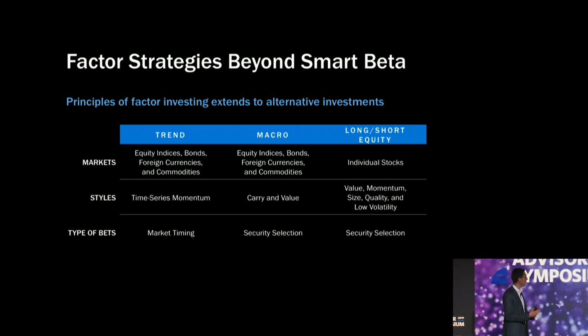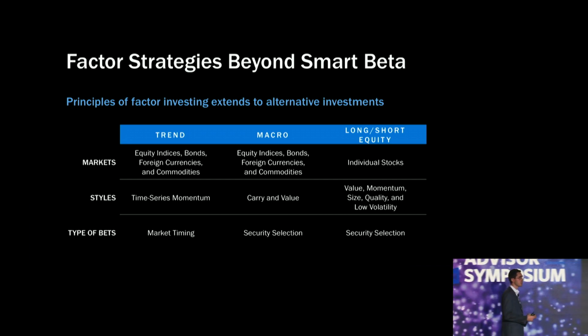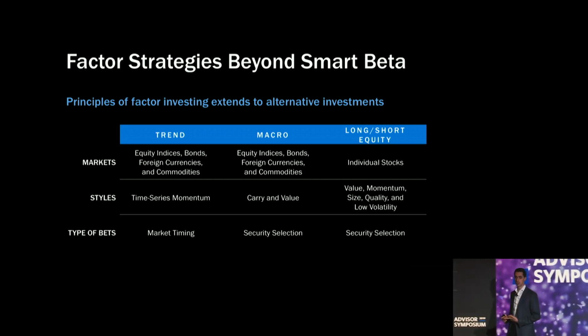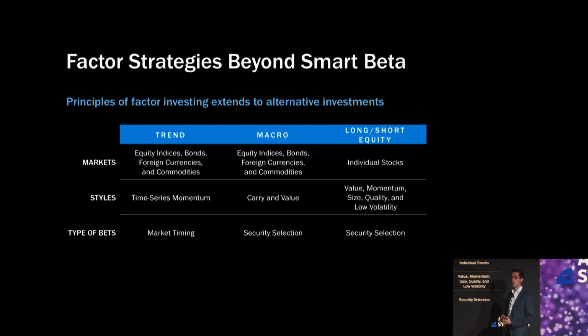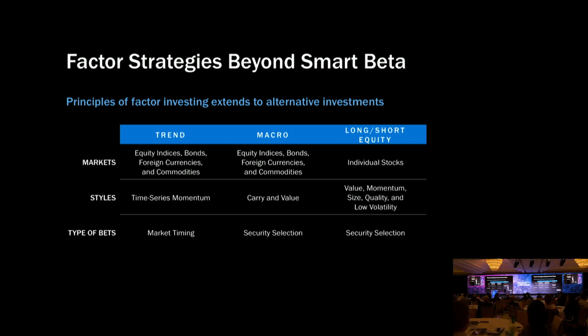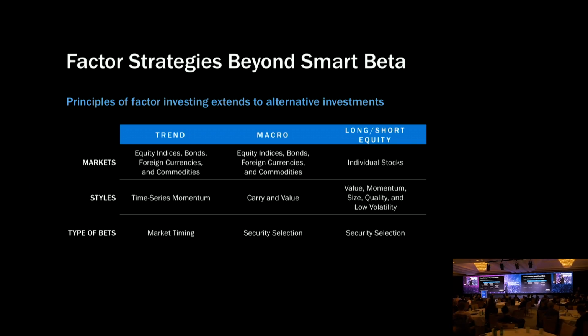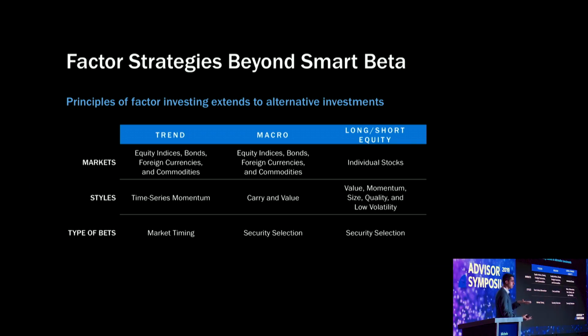So the factors implied here are carry. I'm looking for assets with high yields and assets with low yields, and I'm going to buy the ones with high yields and sell the ones with low yields. And then value, straightforward. Look for assets that are deemed to be cheap, buy them. Find assets that are deemed to be expensive, sell them. We have our long-short portfolios.